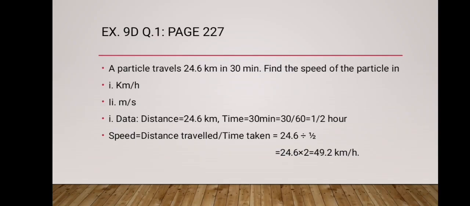Now we have to recall the formula of speed. As earlier I said, speed is distance traveled over time taken. So I'm going to substitute the values of distance and time in this formula. Now 24.6 is to be divided by 1 by 2. Now convert the division sign into a multiplication sign and take the upside down of the second fraction, 1 by 2. So in the next step, you will write 24.6 multiplied by 2, and when you multiply these two numbers, you will get 49.2 kilometer per hour.